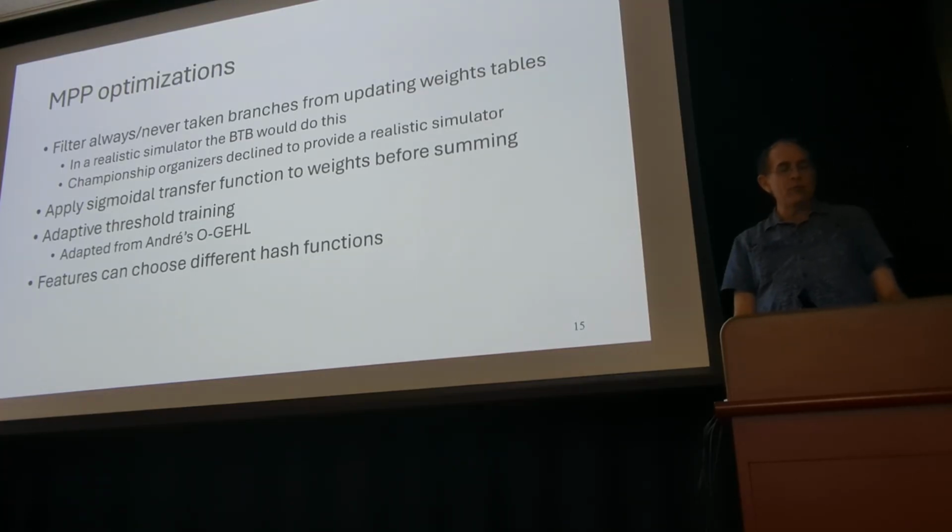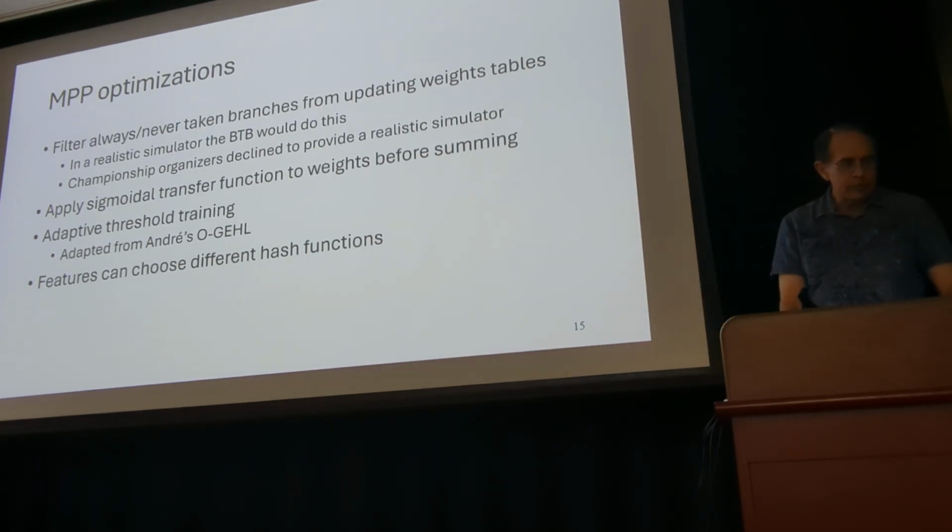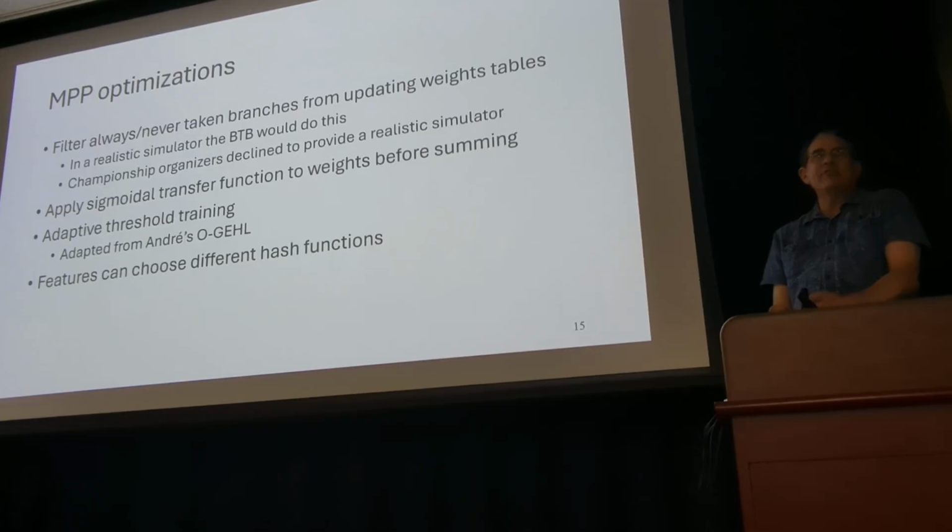We adapt the threshold training from Andre's OGEL paper. This is the same thing I was doing 9 years ago. And then features can choose different hash functions. So each feature might have a different hash function for a little bit of extra accuracy, a little extra distribution of accesses across tables.